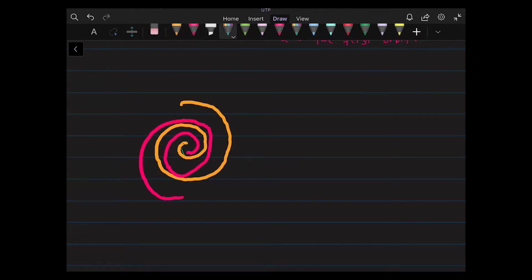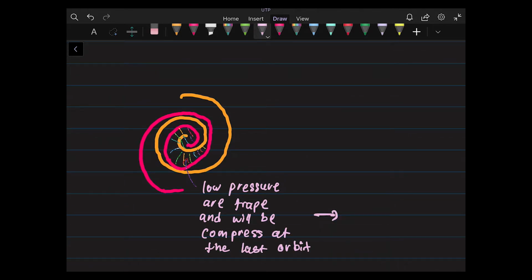When the low pressure is trapped at the last orbit, it will be compressed. After the compression cycle, it will discharge to high pressure.